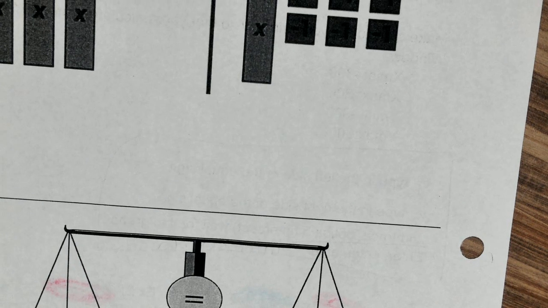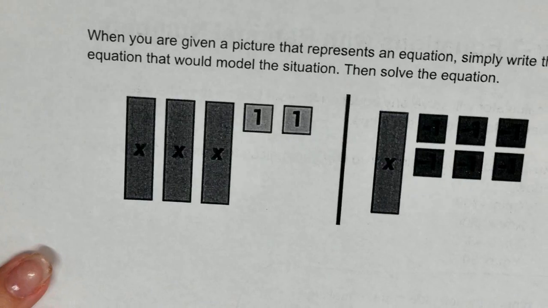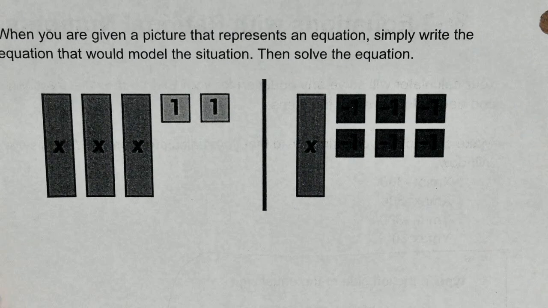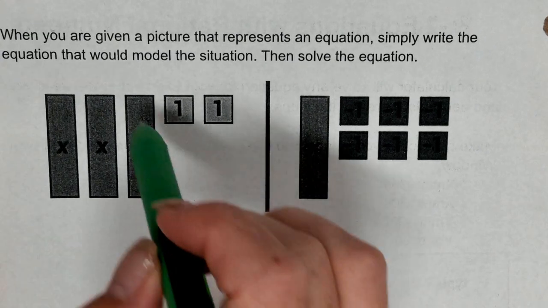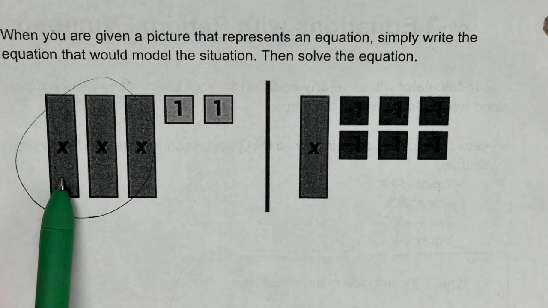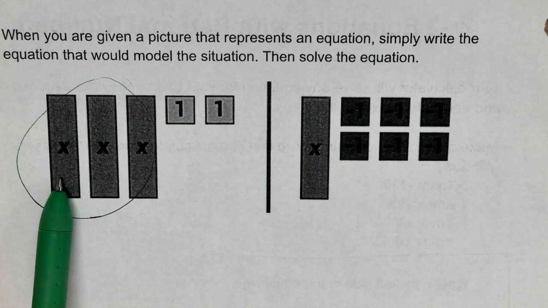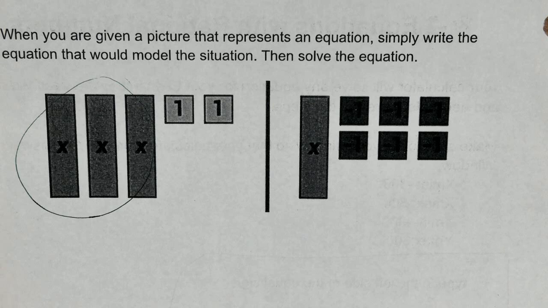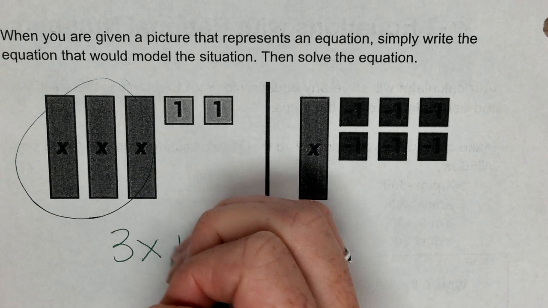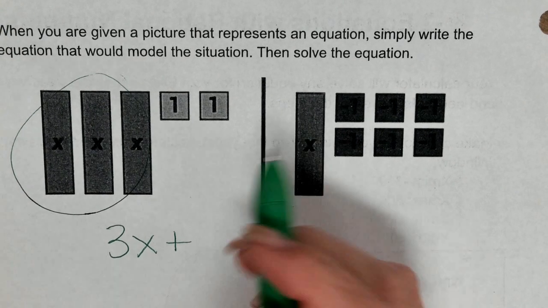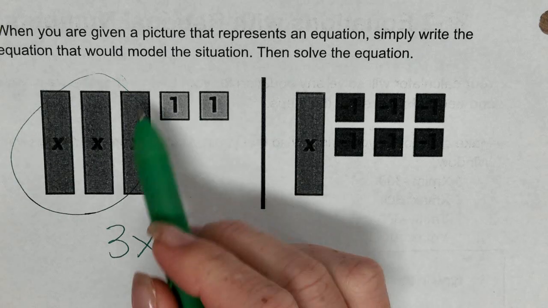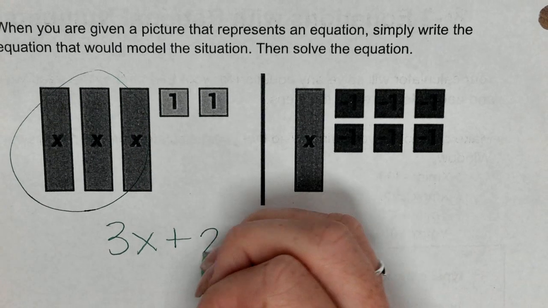Flip to the back. Let's write some equations again. Y'all did this on Friday. Are y'all ready? How many x's do you see? Are they positive or negative? So how would I write that? 3x. Always put a plus sign. How many ones? And they're positive. So plus positive 2.